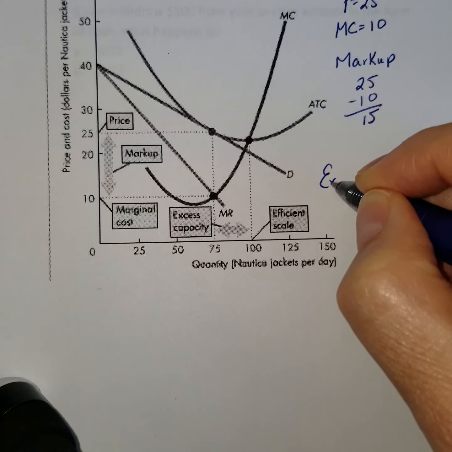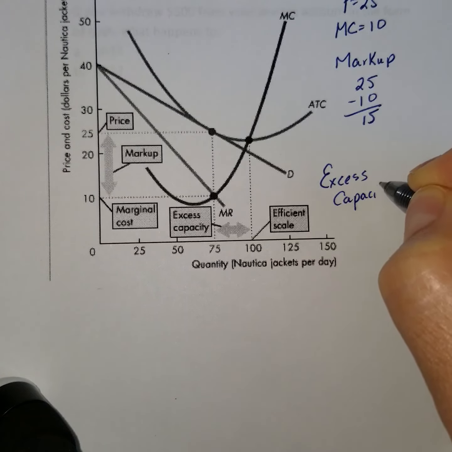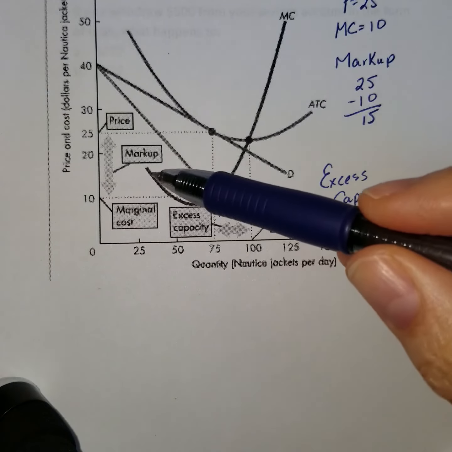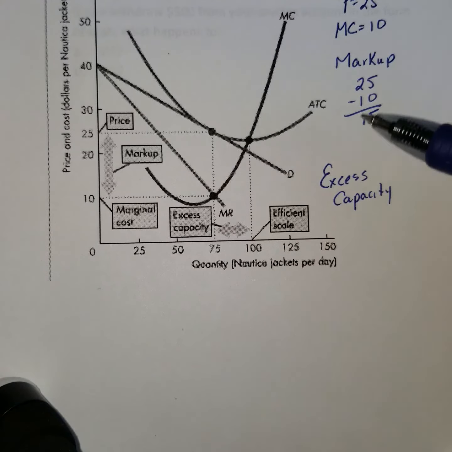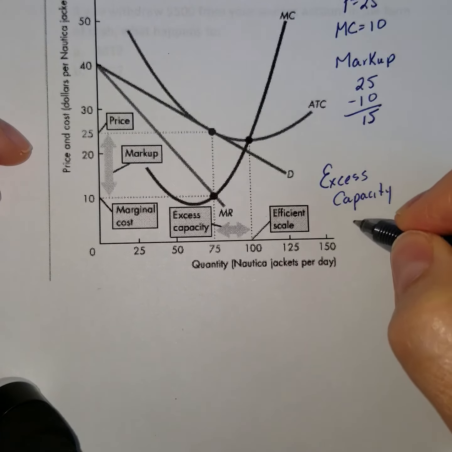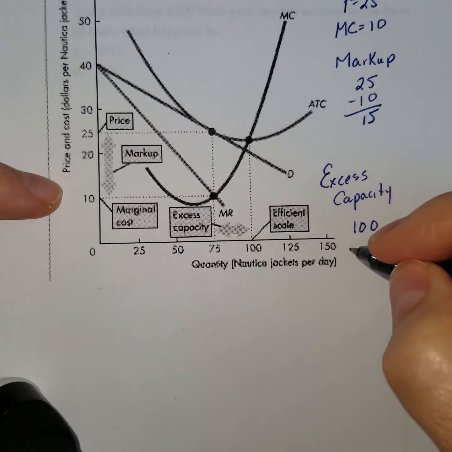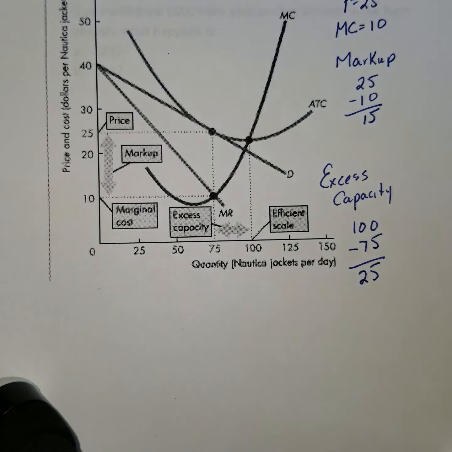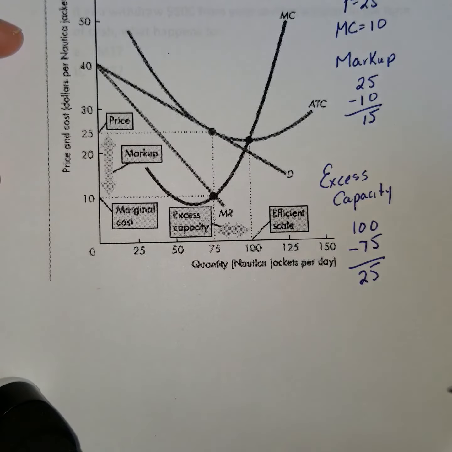So our excess capacity is the difference between that point where the ATC is at its minimum point, and we know for sure where that is because that's where the marginal cost curve intersects it. So that's 100 is the minimum efficient point, okay? And we're producing 75, so the excess capacity is 25. It's just the difference between this minimum point of our ATC and what we're actually producing.